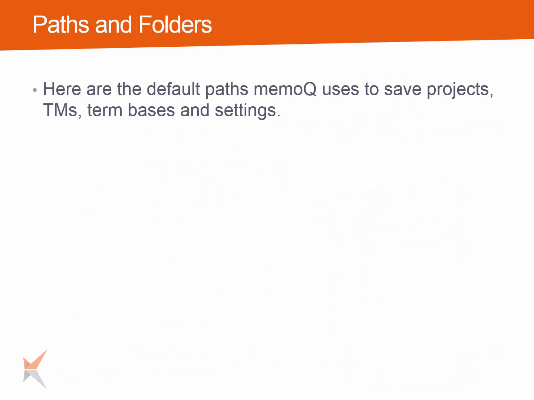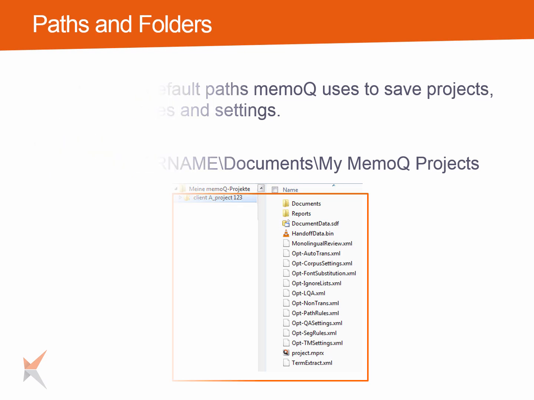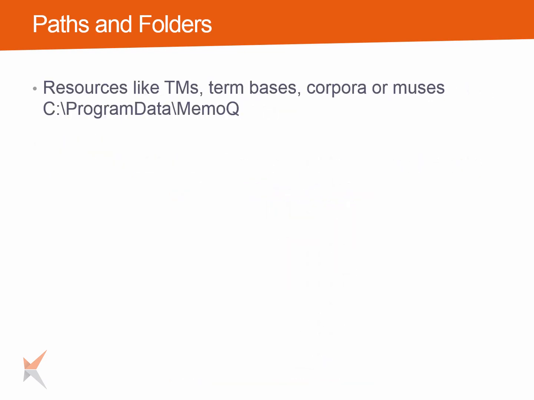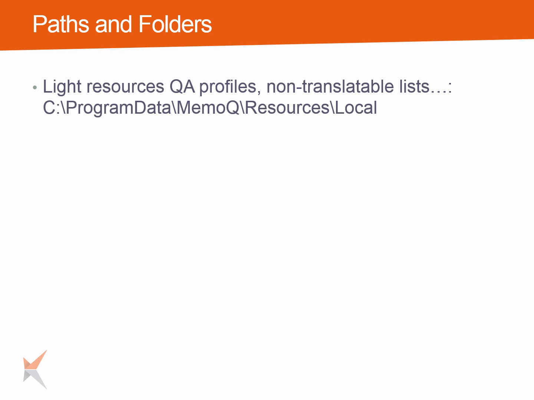Here is some information on the path memoQ uses to save projects, TMs, term bases, and settings. Projects are usually being saved on the C drive under Users, your username, Documents, and My memoQ Projects. Resources like TMs, term bases, corpora, and LiveDocs are saved under C Program Data memoQ. Light resources like QA profiles, non-translatable lists, and the like are saved under C Program Data memoQ Resources Local.